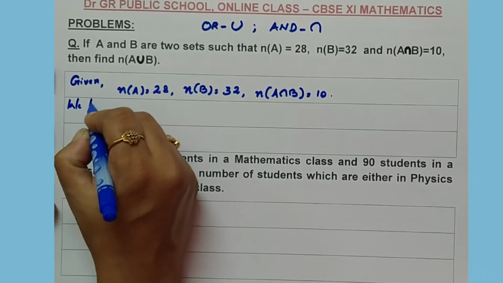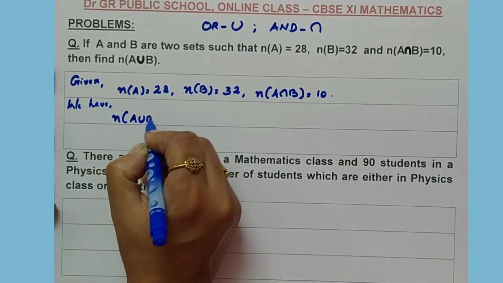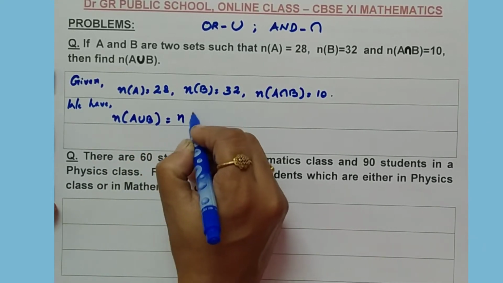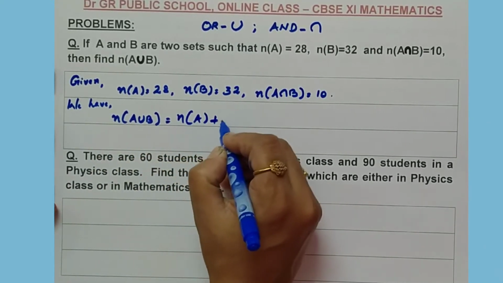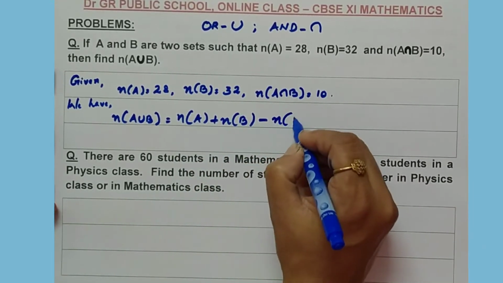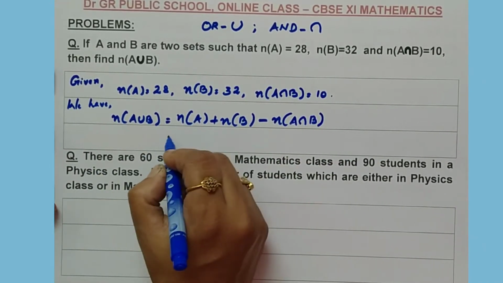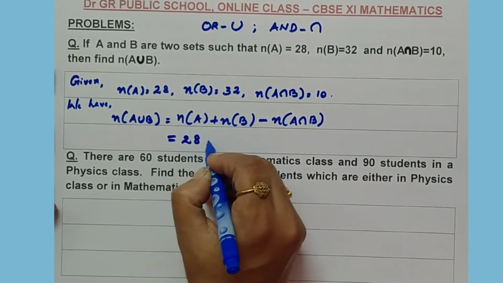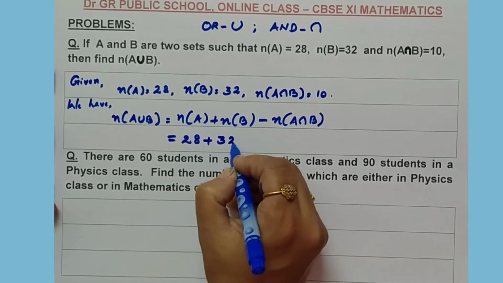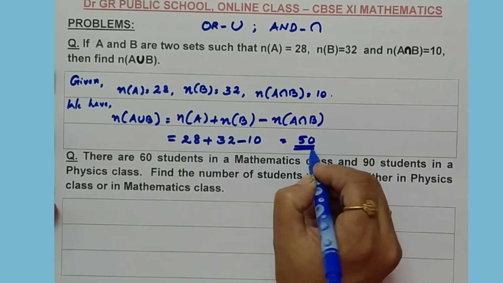What is known for us? We have the formula N of A union B equals N of A plus N of B. As intersection is given for you, you need to use that formula, minus N of A intersection B. Just substitution of values: 28 plus 32 minus 10, the answer is 50. Direct application.